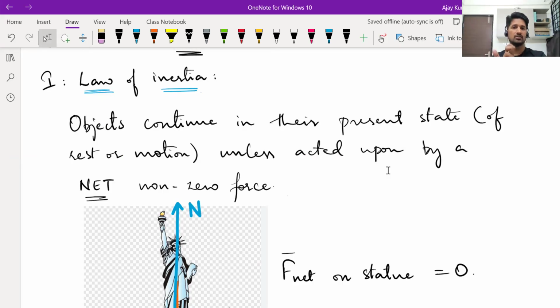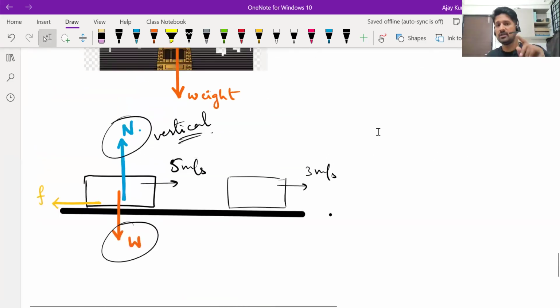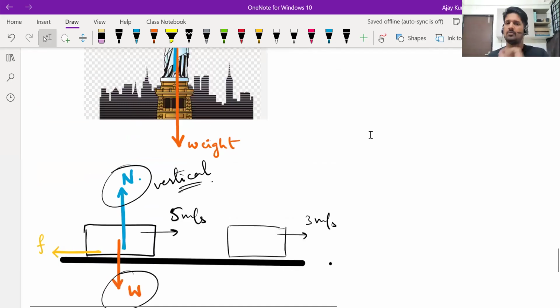If there is a net non-zero force acting on a system or an object, its state of motion will definitely change. And if one is not there, the other is not there. If the state of motion is not changing, that means net force is not there, and if net force is not there, state of motion won't change. That is what the law of inertia states. No formula for it. This is just a general observation, but it is very useful for us while solving problems.